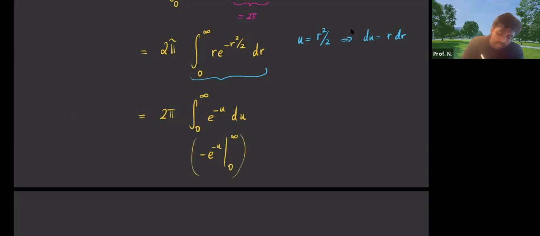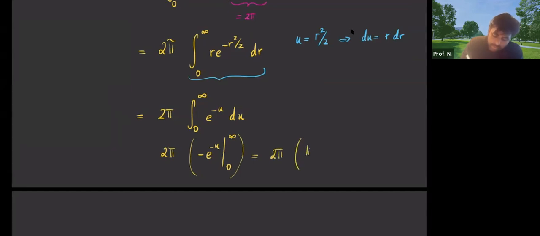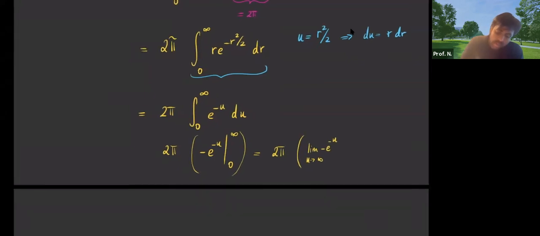This is an improper integral. So this will equal what? 2 pi times, if I'm taking the limit as u goes to infinity of negative e to the negative u. So if this is going to infinity, I'm going in the negative infinite direction. So if you look at e to the negative u, it looks something like this, right?